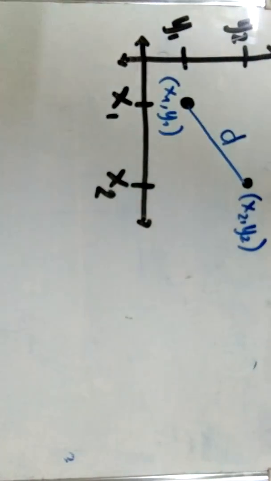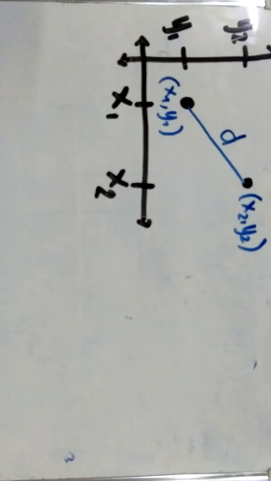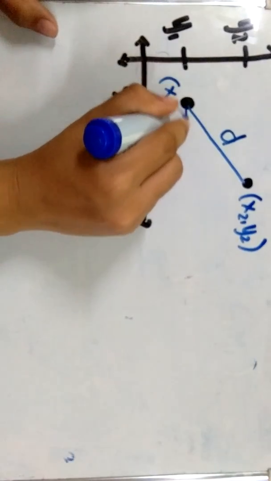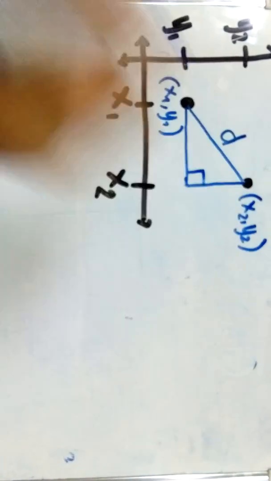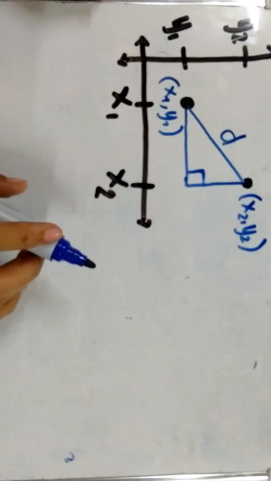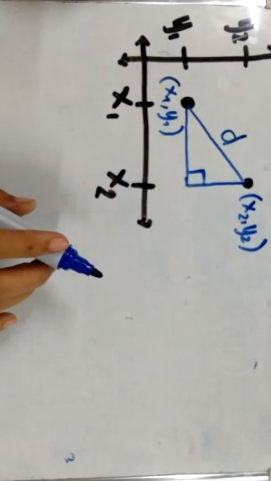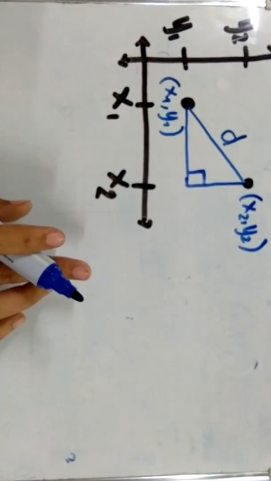Okay. Now, we have this Cartesian plane, and given the points x sub 1 and y sub 1 and points x sub 2 and y sub 2. We now want to determine the distance between these 2 points denoted by d. As we can see, we can create a right triangle from these 2 points. We just have to determine the dimensions of this triangle so we can compute for the formula of the distance between these 2 points. Okay, now let us observe.